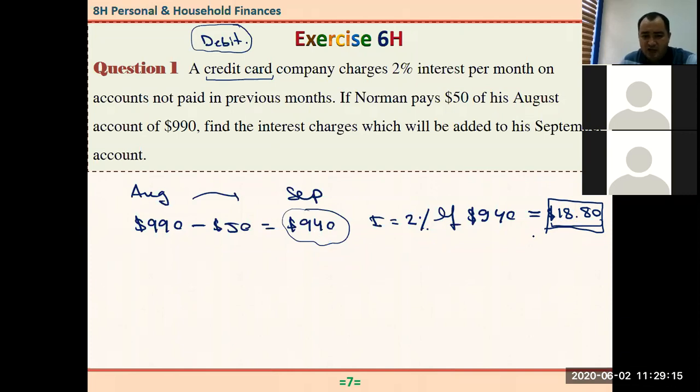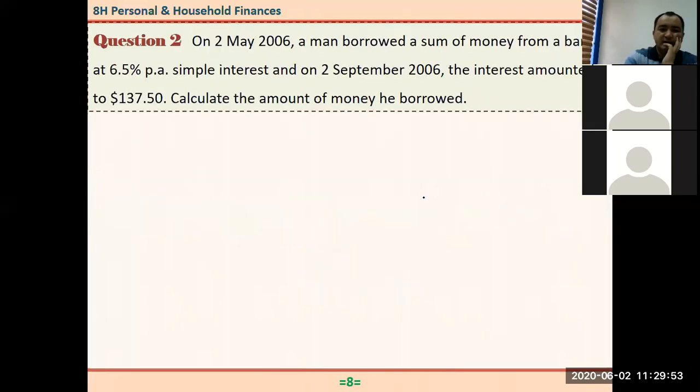Okay. So now in September, how much do you have to pay back? It is 940 plus 18.80, which is equal to 958.80. If you cannot pay this by the end of September, for example, the bank again calculates 2% on this amount, right? And you have to pay another interest in October. That means that they just encourage you to pay this money back as soon as possible. Okay, that's all about example 1.